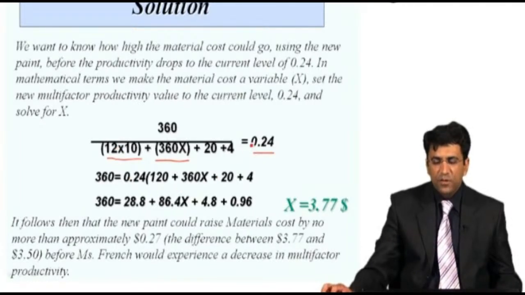So you can see by cross multiplication and solving this equation, we get the value of X equal to 3.77. It was asked in the question how much the material cost should be increased. Initially the material cost was 3.5, so the increase in material cost will be equal to 3.77 minus 3.5. This will be almost equal to $0.27. So this is the final answer to this question.